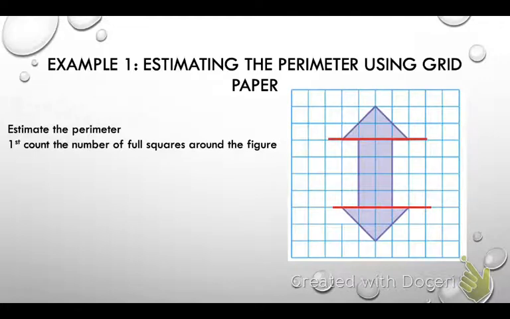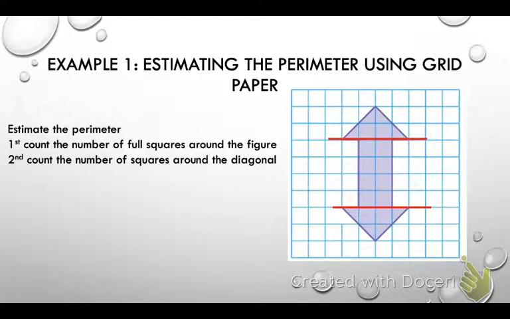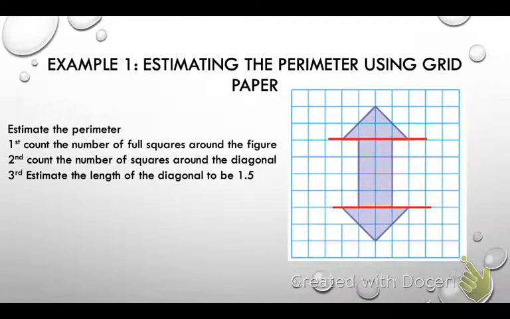We're going to write this down and then we're going to go over it together. Then we're going to count the number of squares around the diagonal. Remember, those would be half. And we're going to estimate the length of the diagonal to be 1.5 because it's actually longer. And we're going to calculate the whole length around. Okay, so let's try this. Let's follow the steps.